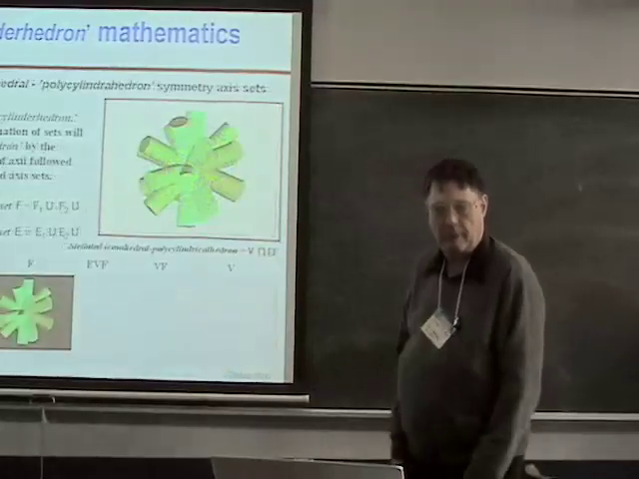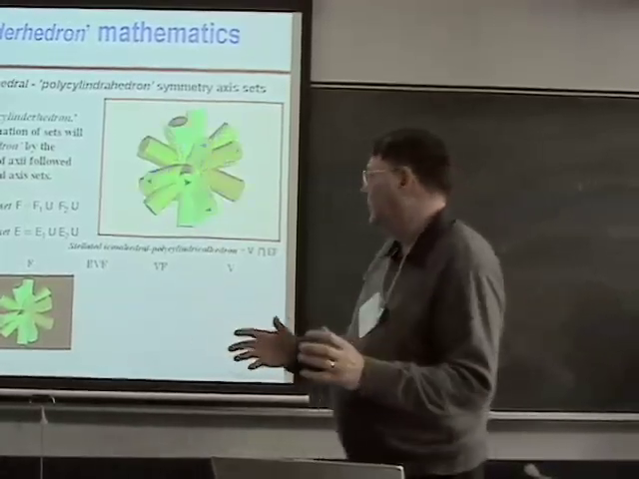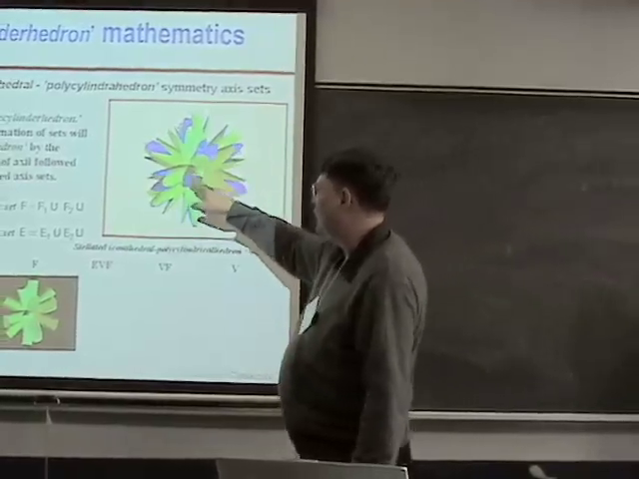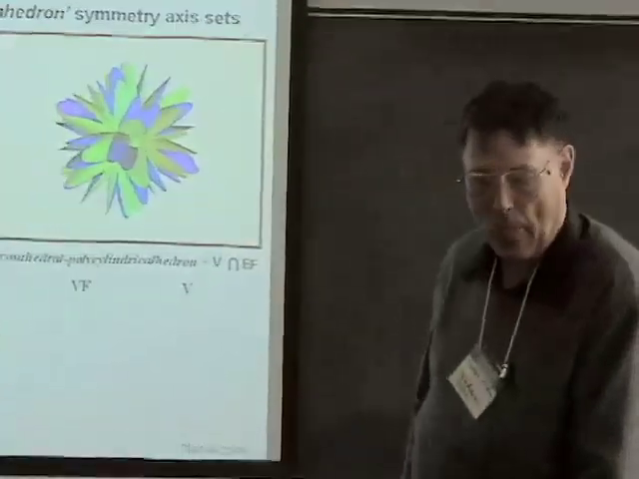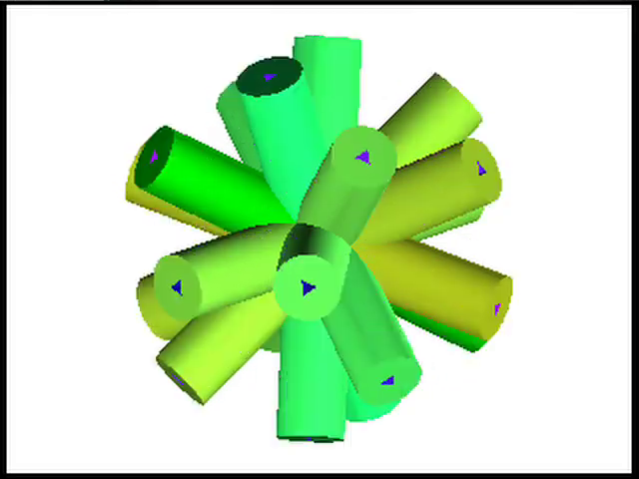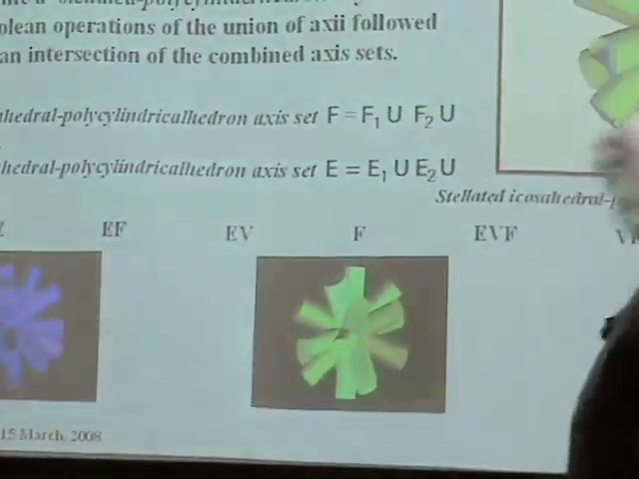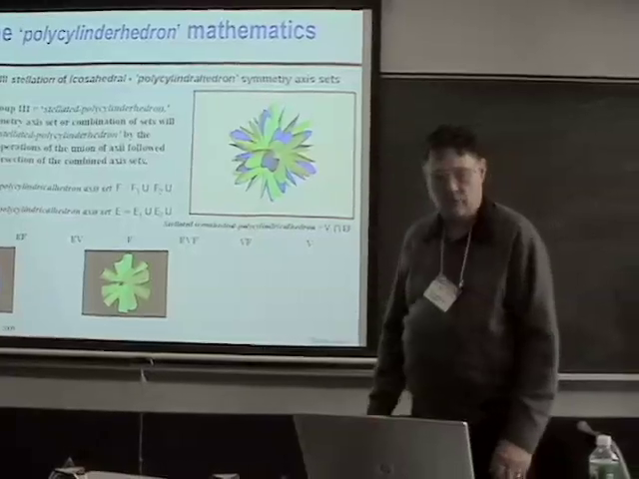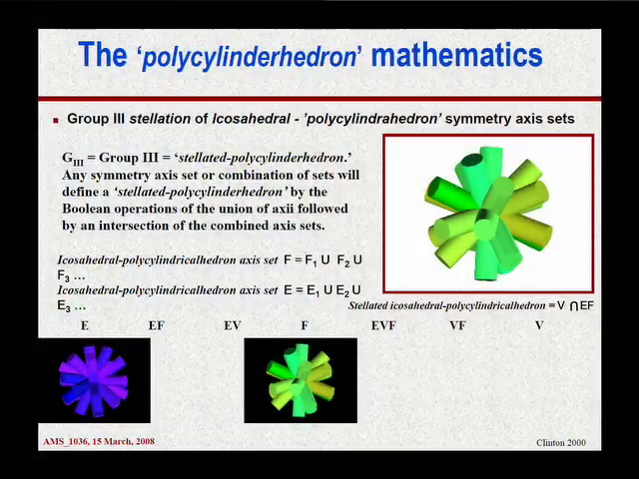In the group 3, basically we have what I refer to as the stellations. And these are a very interesting set in terms of what starts to pop out of these. I mean, I got very excited when I started to see them, because they were totally unexpected when they happened. And basically that's a Boolean operation of the union of the axes, or a set, and then you follow that by an intersection of those combined axis sets. And so basically you find a union of this, then you combine those by an intersection, and you end up with these just absolutely beautiful forms.